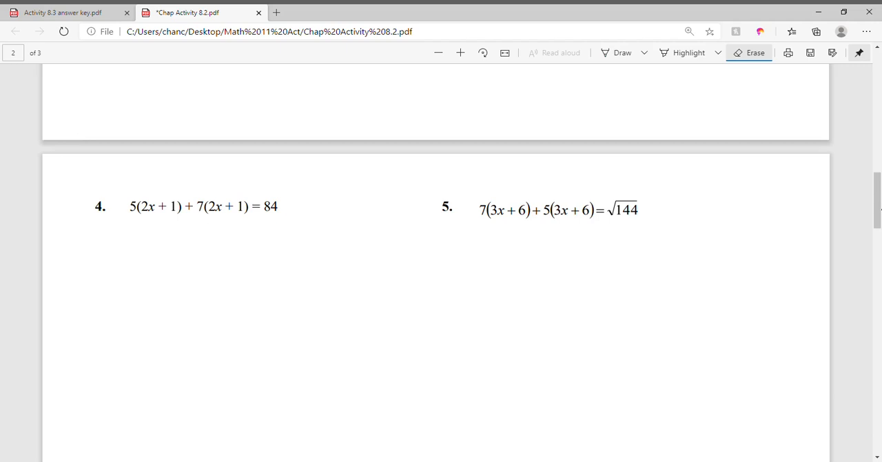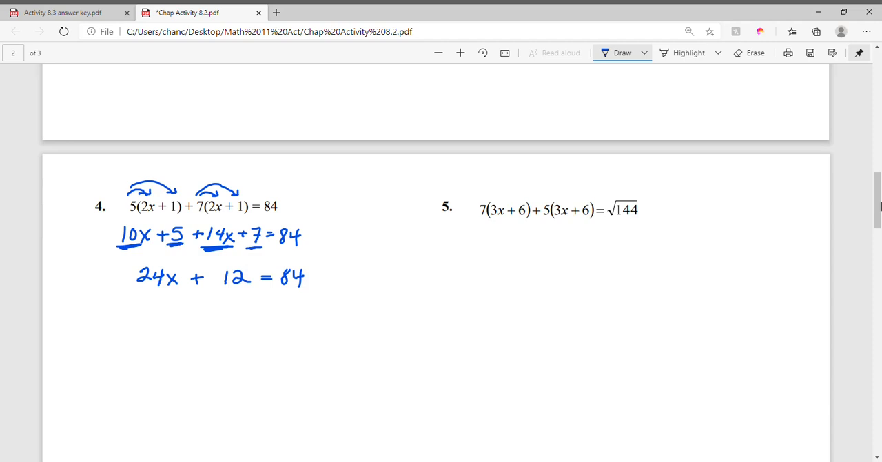Question number 4. We have 5 times the quantity 2x plus 1 plus 7 times the quantity 2x plus 1 equals 84. I'm going to start by distributing the 5. 5 times 2x is 10x. 5 times 1 is 5. 7 times 2x is 14x. 7 times 1 is 7. And now we can collect like terms. 10x plus 14x, that gives me 24x together. And 5 plus 7, that's equivalent to 12.